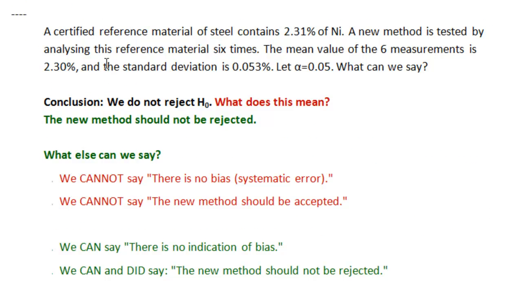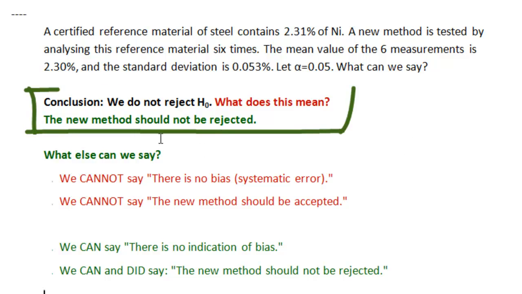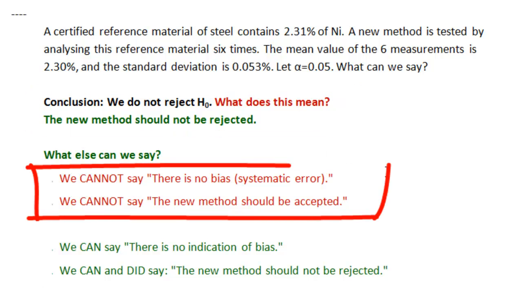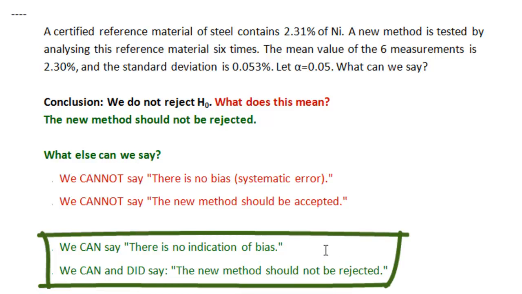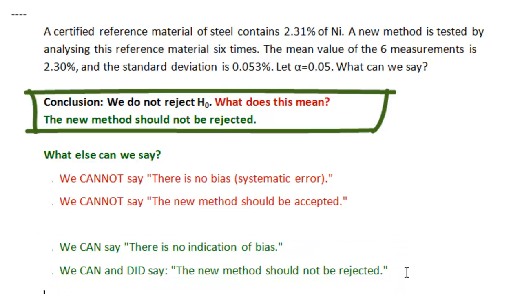Now remember that our problem was that a certified reference material contained 2.31% of nickel, and this was a new method we were testing. So what does "we do not reject H0" mean with respect to this problem? It means that we don't reject the new method of measuring. What else can we say? We cannot say that there is no bias or systematic error. We don't know. We cannot say that the new method should be accepted. What can we say? We can say there's no indication of bias. We can and did say that the new method should not be rejected. That's this problem.